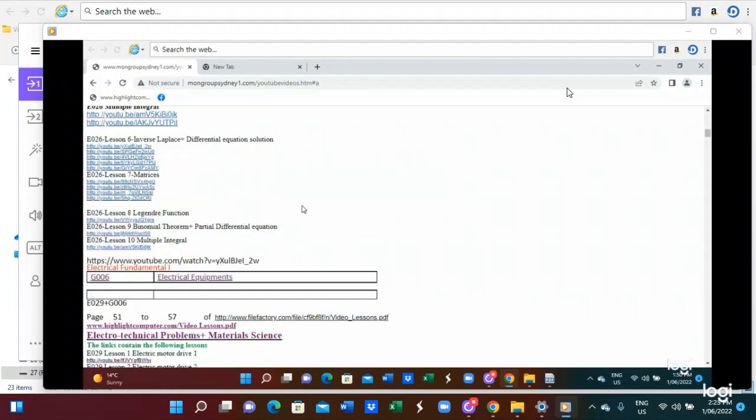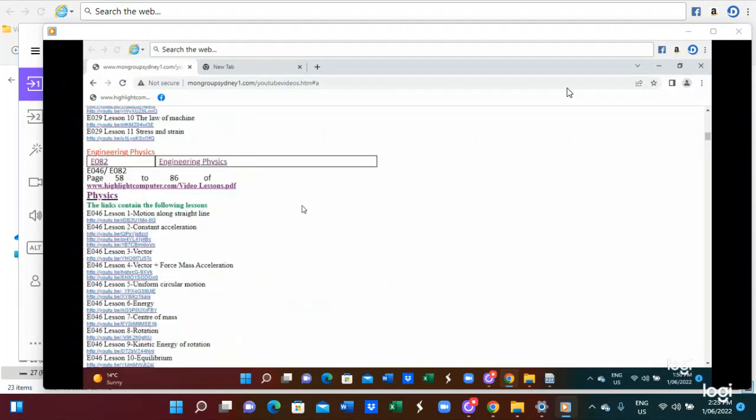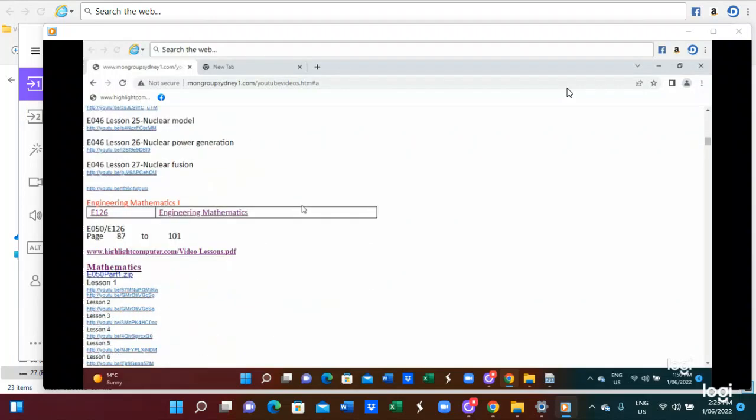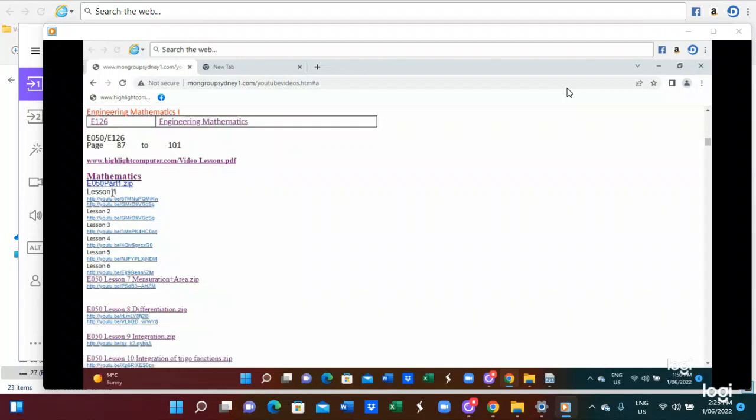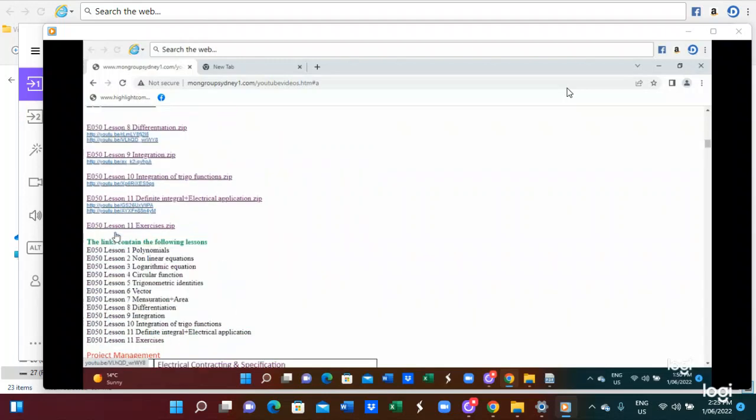So you can see the engineering mathematics, E1 to 6. The written notes for those video lesson slides are here: Highlight computer.com/video lesson.pdf. You click and then you read page 87 to page 101. Those are the written notes for those video lessons. You have to view the video and also read the written notes, page 87 to 101.